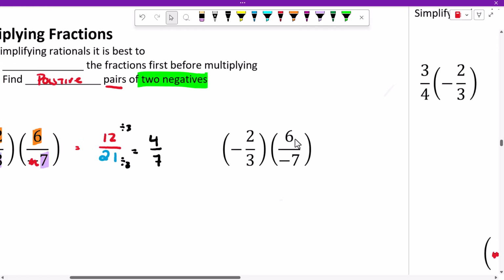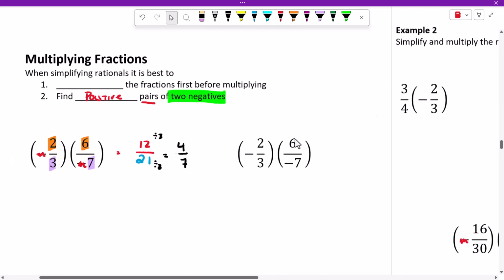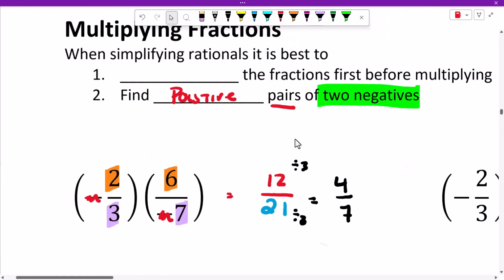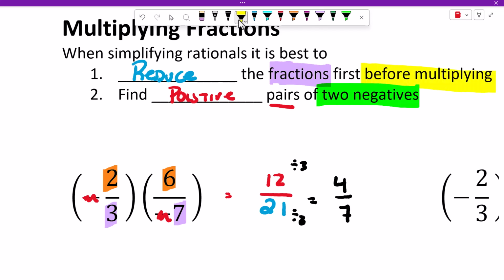So here's the thing. Instead of saving all the simplifying to do at the very end, we're not going to do it at the end. We're going to do it at the beginning. We're going to simplify or reduce the fractions before we multiply, whatever phrase you like. The benefit of that is the numbers are smaller and so much easier to simplify. So I'll show you how it works.